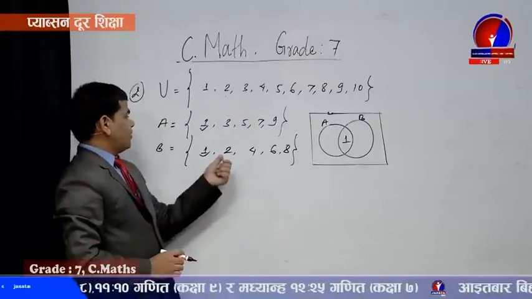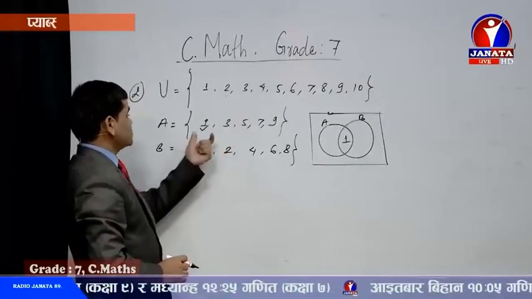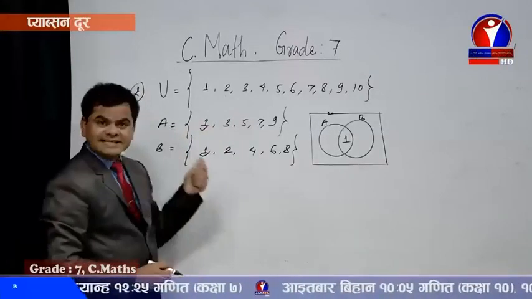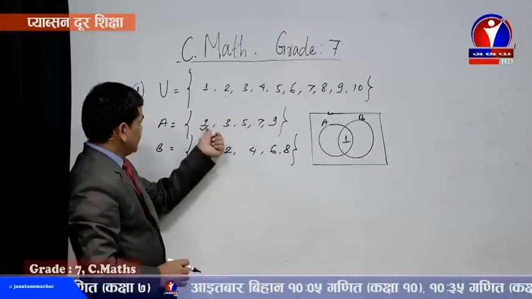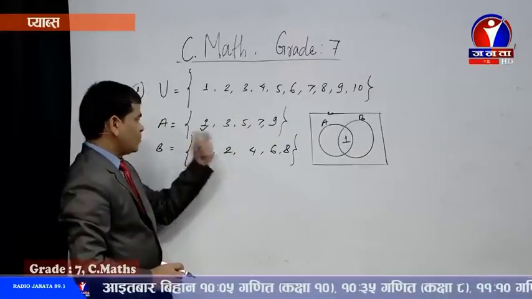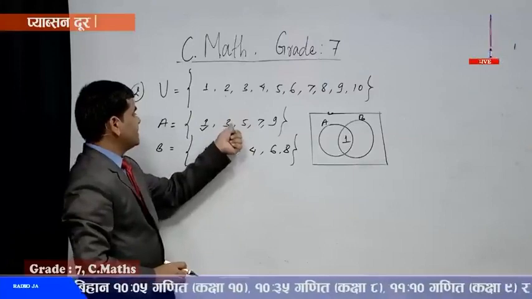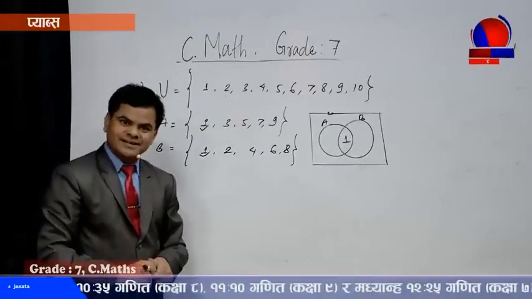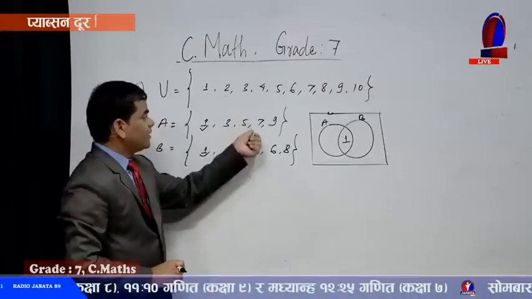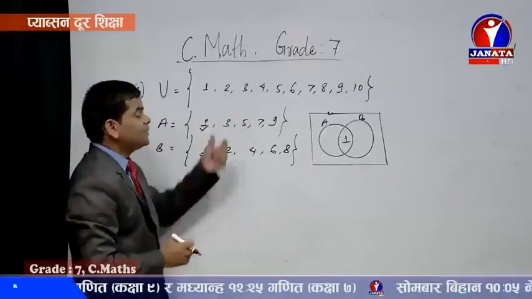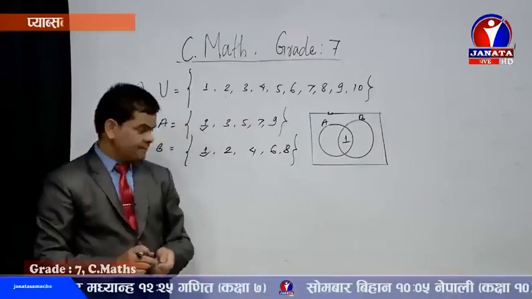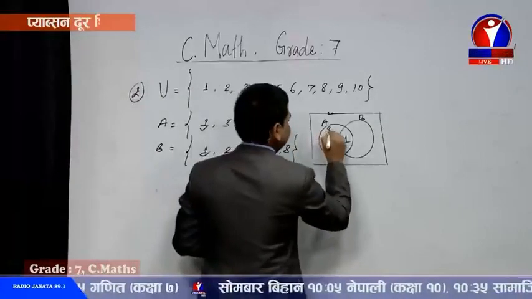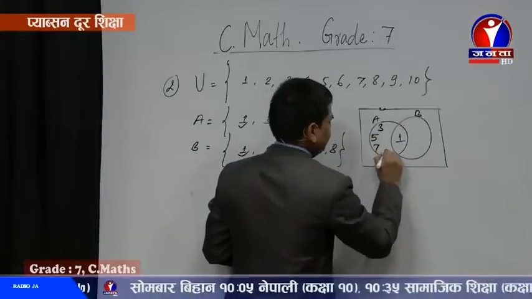Then after, the other remaining elements, let's start keeping. First of all, let's give priority to the subset A. As we have already kept 1, now no need to keep it again. Now 3, 5, 7, and 9 belong to A difference B, dear students. That means they belong to only A. They are the pure elements of set A. So let's keep them: 3, 5, 7, and 9.